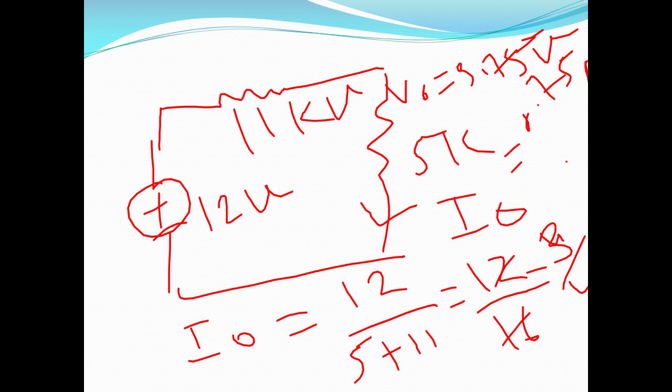This is the procedure of finding VTH, RTH, V0, I0 using Thevenin theorem.